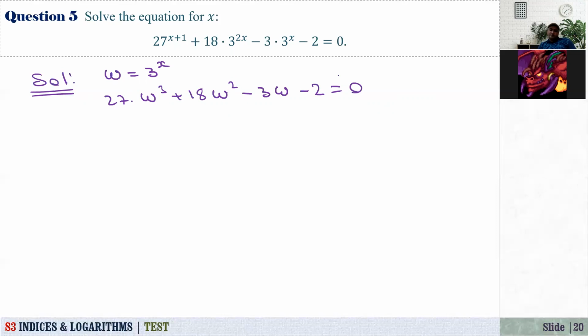Now we have a cubic equation, right? So from here, as you see, let me just group and try to factorize this.